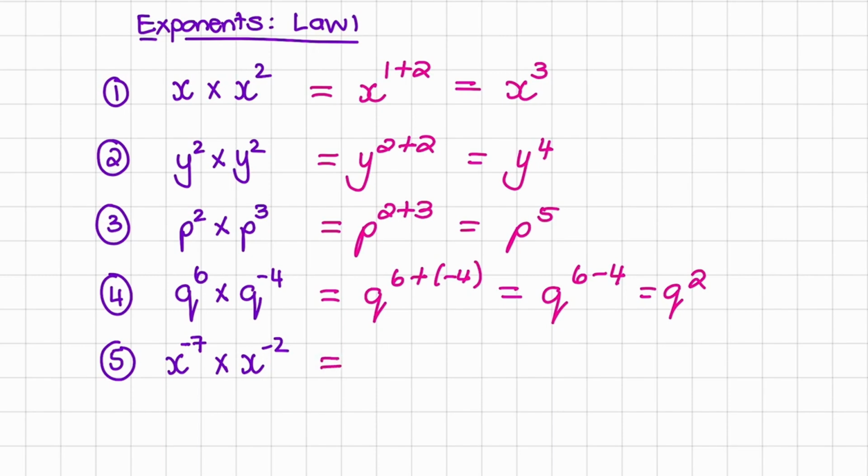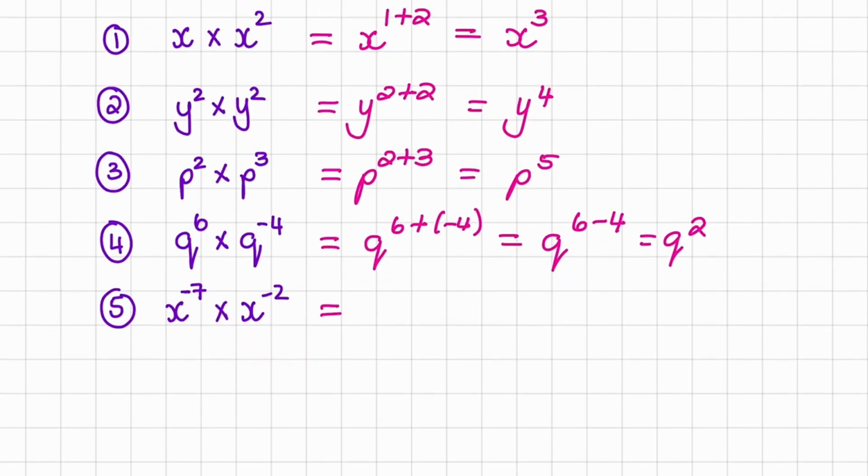And in our last example, we have x to the power of minus 7 multiplied with x to the power of negative 2. So that will become x to the power of negative 7 plus negative 2. And if I simplify, it is x to the power of negative 7 minus 2, which simplifies to x to the power of negative 9.